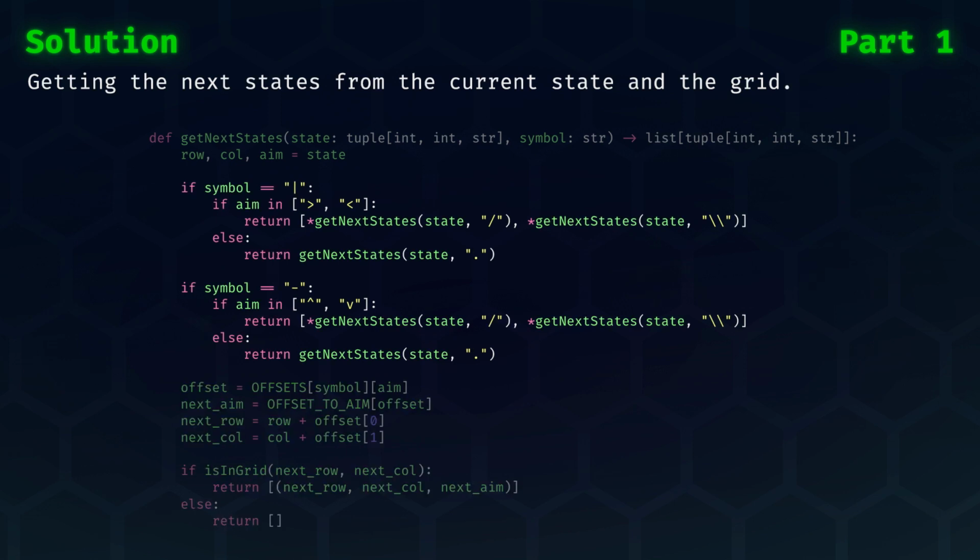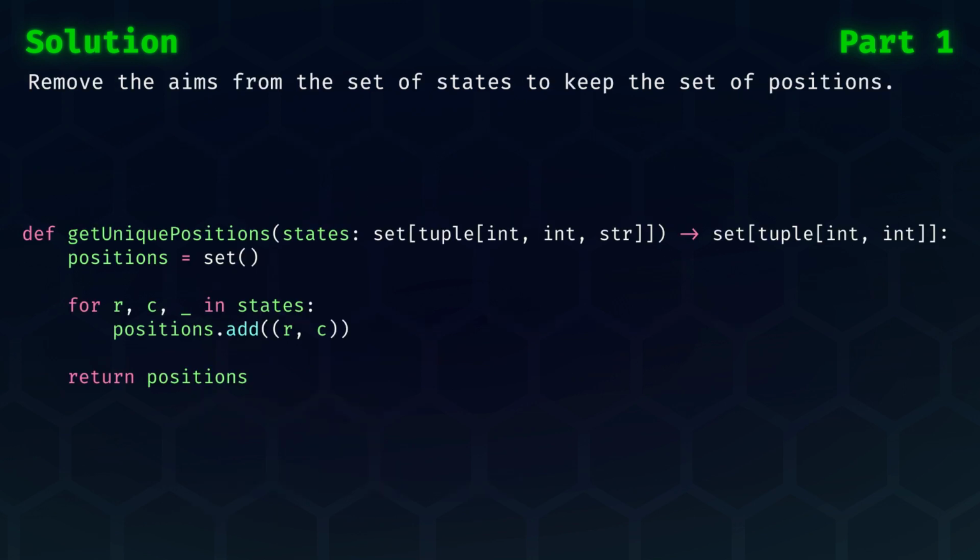Now, for the special cases where we hit a splitter. We first must determine whether we are hitting the splitter from the side or not. If we are, then we can recursively call the getNextStates function, where we pretend we're hitting mirrors instead. This allows us to bend the light in two directions easily upon hitting the splitter. If we're not hitting the splitter from the side, then the behavior is the same as passing through empty space. So here we recurse as well, and we simply pretend that the symbol in the grid is empty space instead of the splitter. And that's it for getting the states.